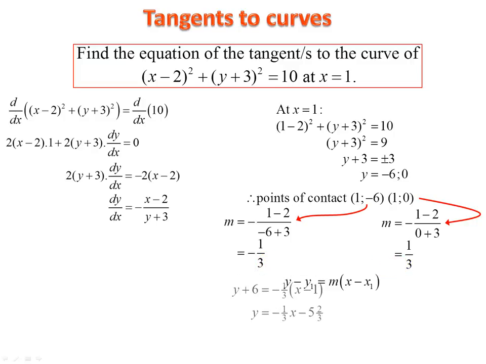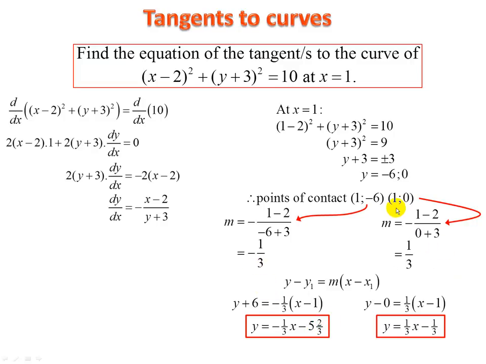So we'll have the negative 1/3 first. We substitute the point (1, negative 6) into the equation with negative 1/3 gradient, and we have the answer. Substitute (1, 0) with the gradient of 1/3, and there is the other equation.